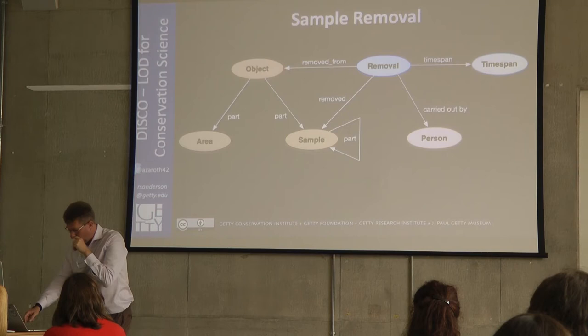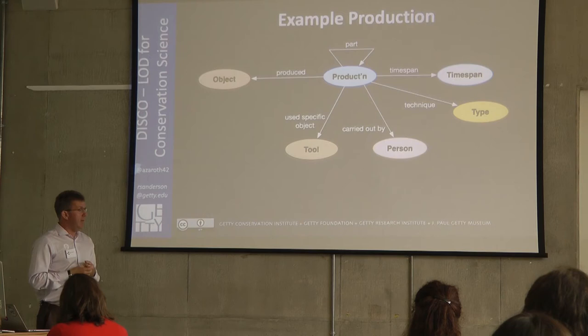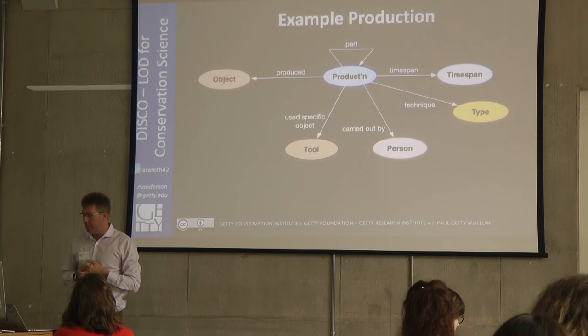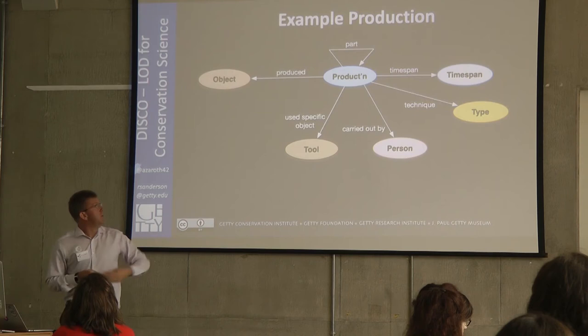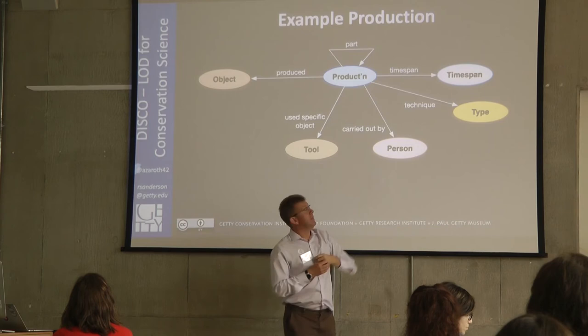Also, we create artificial objects to do experiments on that sort of represent the overall work. So we want to be able to track production, either of the art object itself or of these artificial representative samples. So that production can be partitioned, and that more than one person can carry out different roles, different parts of the creation. It produces eventually an object, a human-made object. It uses specific tools. It's carried out by a person or a group. It can use different techniques, and it happens at a particular point in time.